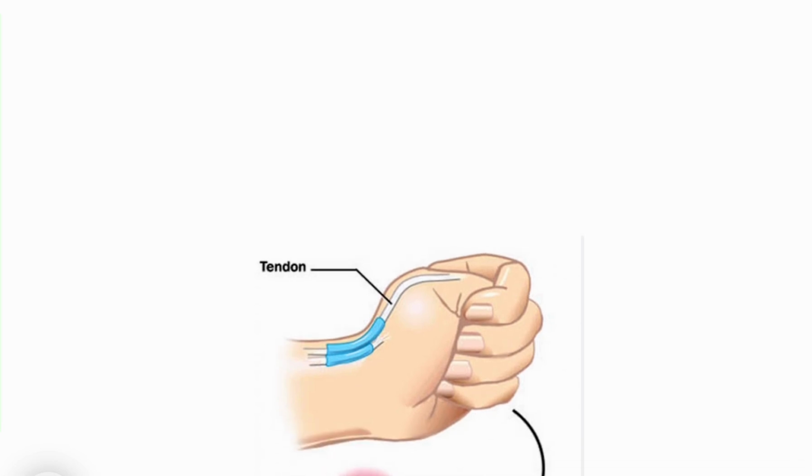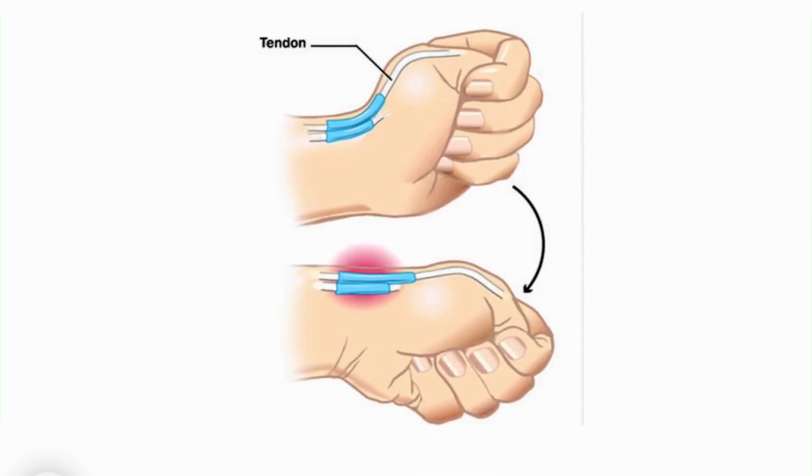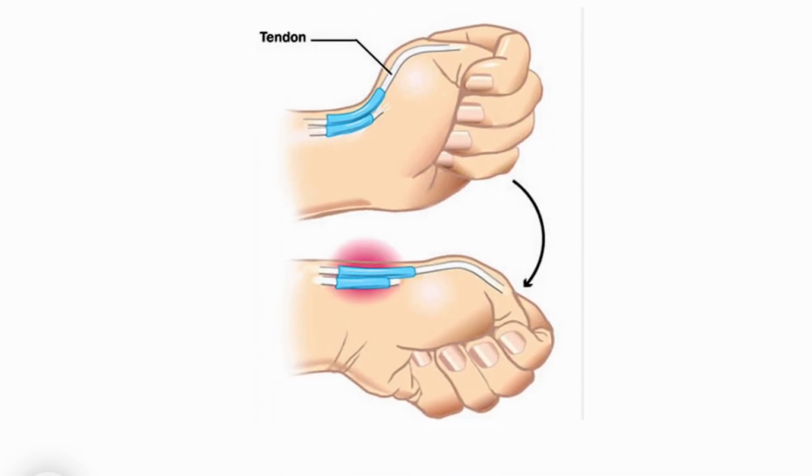So what is the diagnosis? Clinically we can diagnose it with one provocative test known as Finkelstein's test, also known as the modified Eichhoff test. As you can see in this diagram, the patient is asked to make a fist with the thumb in the flexed position, and the examiner will deviate the wrist towards the ulnar direction.